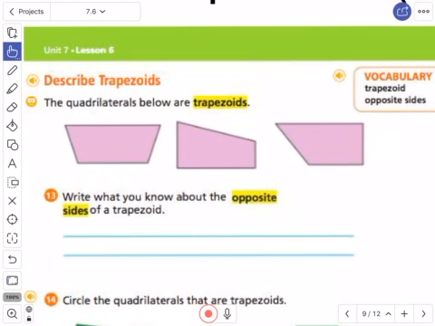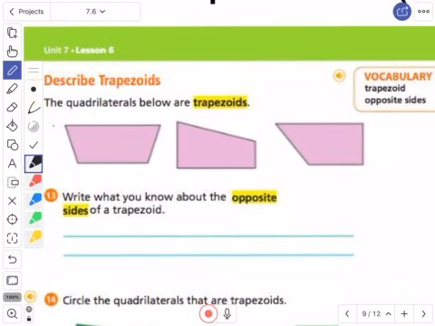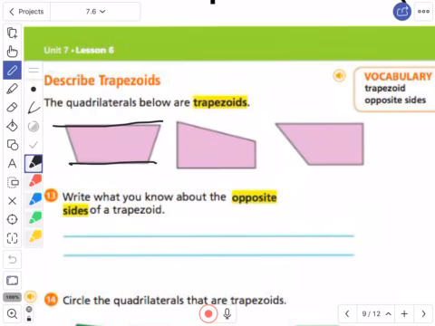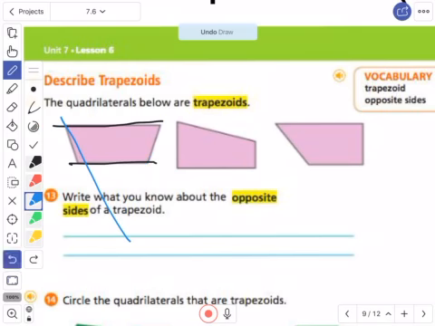Trapezoids, basically, are a really special quadrilateral because they have just one pair of parallel lines. So in this one, it's the top and the bottom. The other pair is not parallel. Like those two, look, they run into each other. So that's not parallel. Let's take a look at this shape.